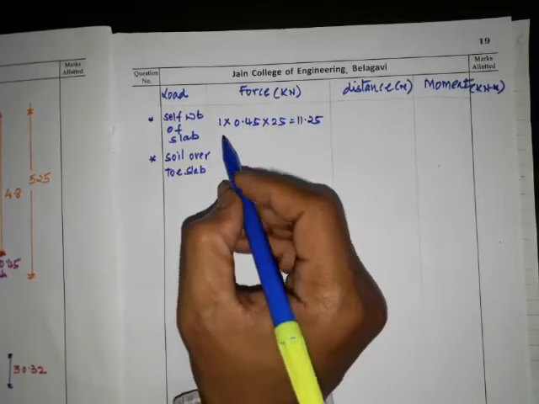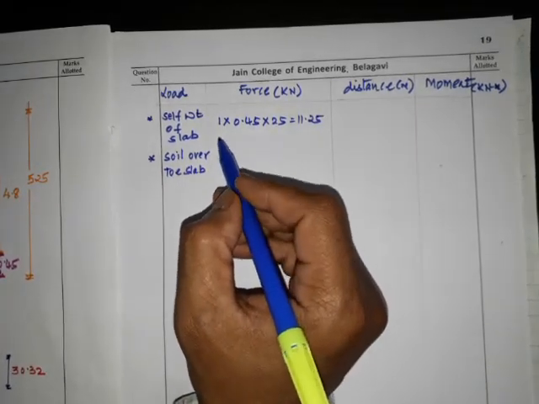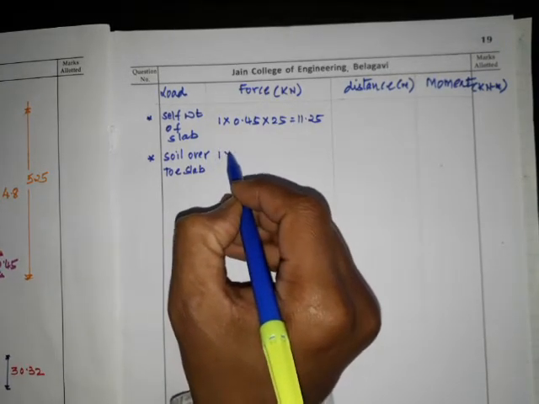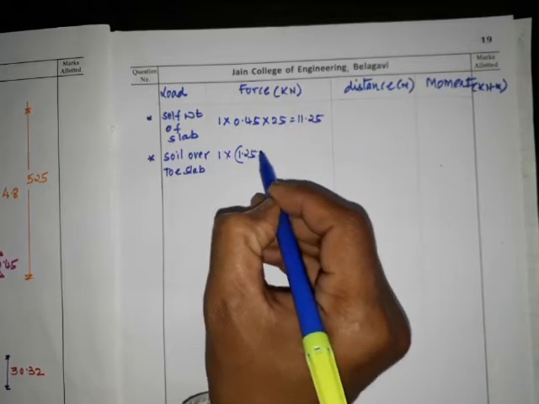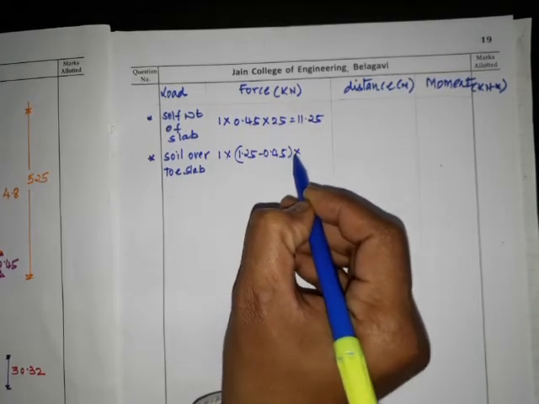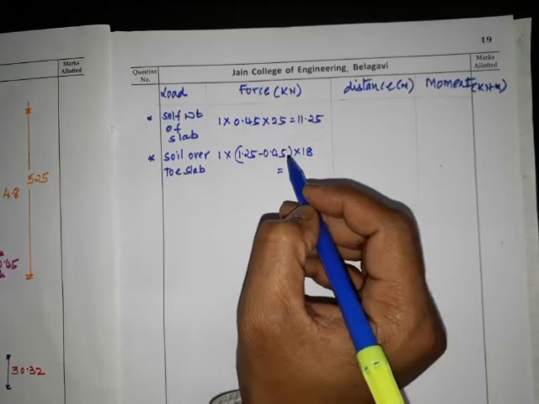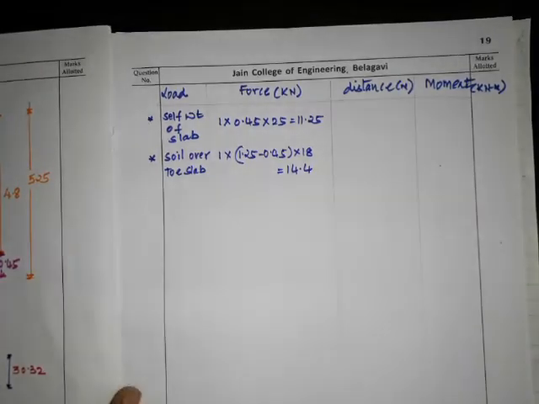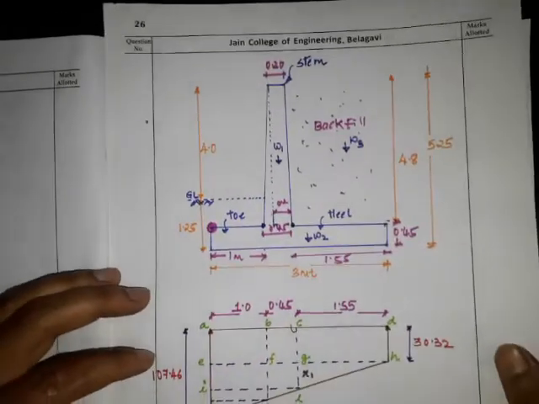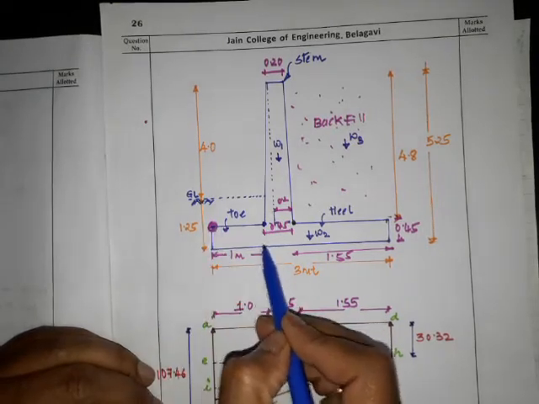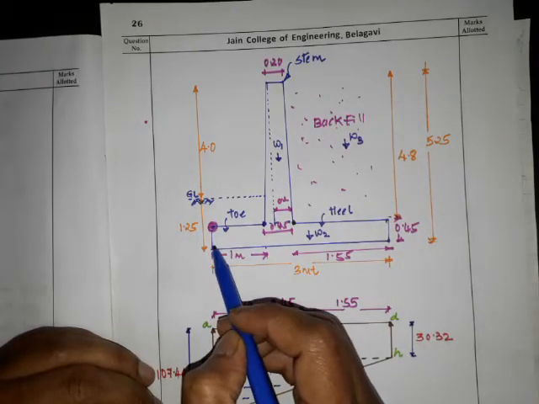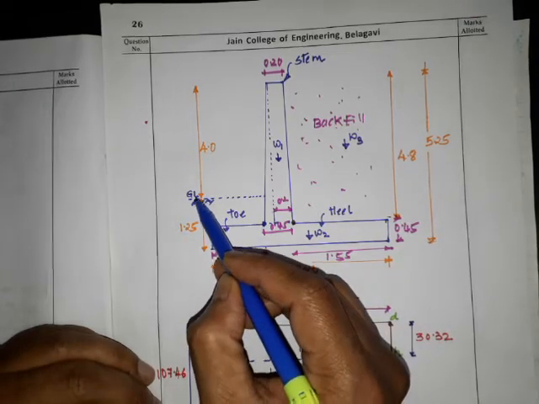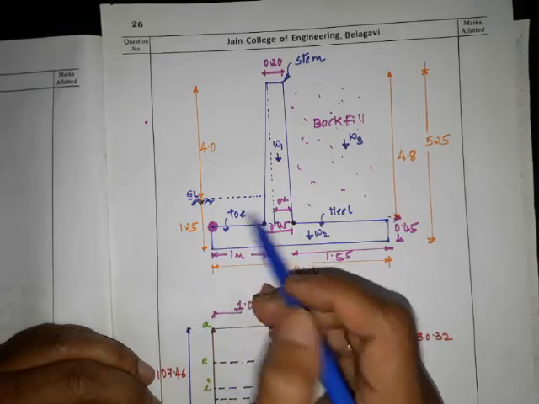So that is, height is 1 meter, and height is 1.25 minus 0.45 in density is 18. So we get this as 14.4. Okay, so if you check here, due to the toe slab, the 1 meter by height is 0.45 into density, and the soil over the toe slab is 1 meter, height is 1.25 minus 0.45 into density is 18.